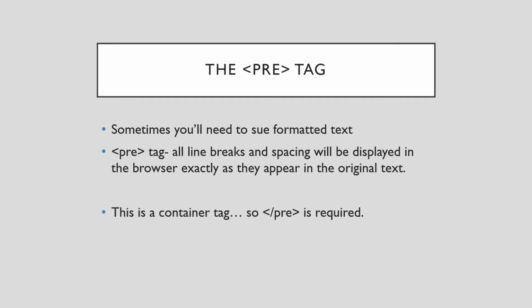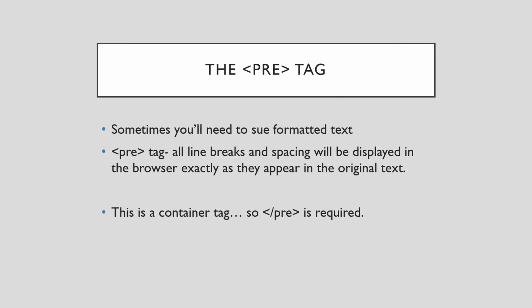All right, the pre tag. Sometimes you'll need to use preformatted tags. With the pre tag, all line breaks and spacing will be displayed in the browser exactly as they appear in the original text. This is a container tag, so the closing tag is required. What this is essentially saying is that if you use preformatted text, any line breaks and any spacing you put in the browser will appear exactly as in the original text.